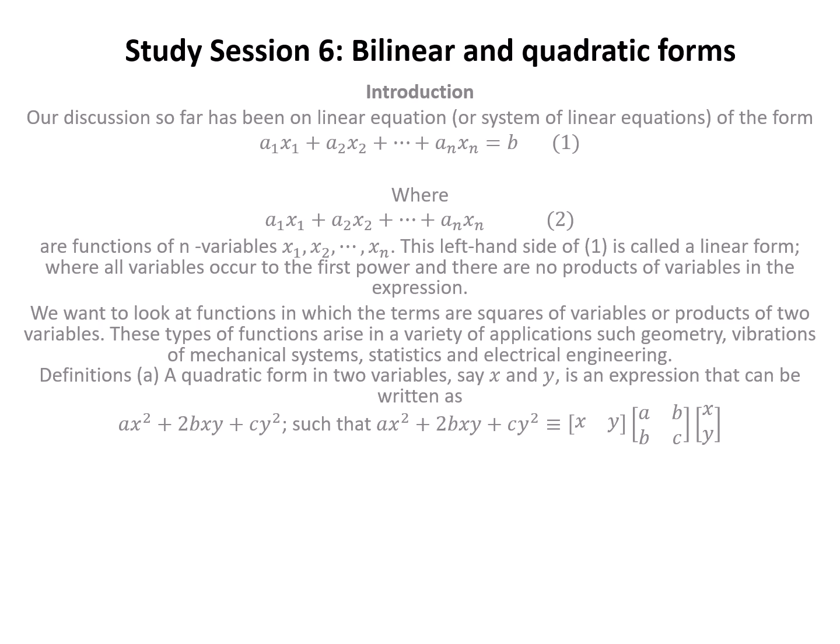So, these particular equations can be written in a matrix form, which is equivalent to a row vector, which is x, y, then a 2 by 2 matrix, which is a, b, b, c. Then you have a column vector, x, y.